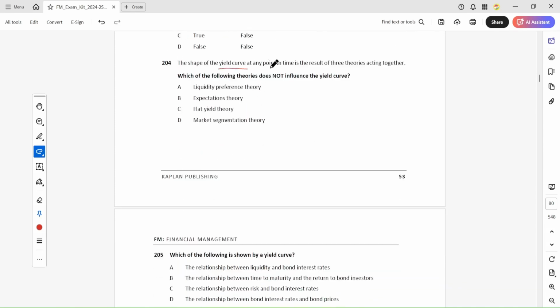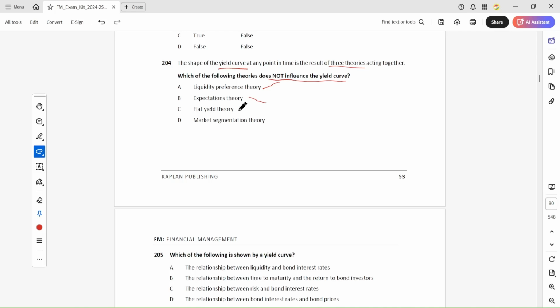The shape of the yield curve at any point is the result of three theories acting together. Which of the following theories does not influence the yield curve? Liquidity preference theory. Yes, because due to liquidity preference theory, the shape of the yield curve is upward sloping. But due to expectation theory, the shape of the yield curve is downward sloping. Okay, so these are the theories that influence the yield curve.